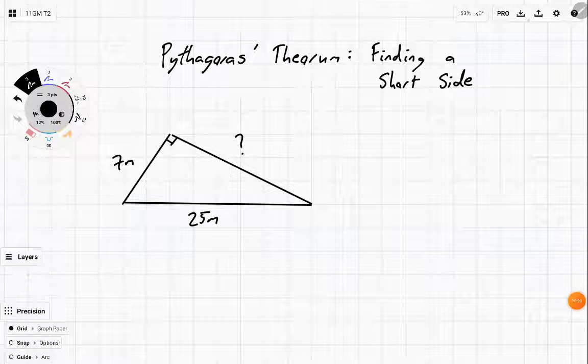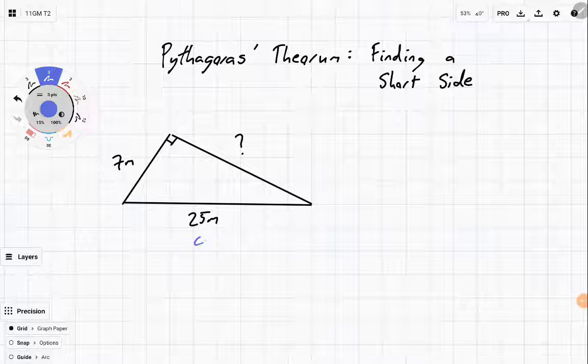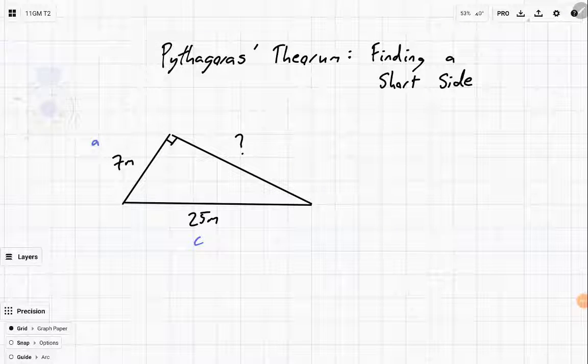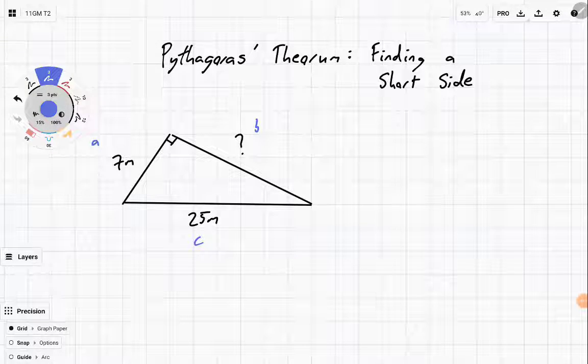So today we're going to be looking at Pythagoras' theorem, and this time we're going to be finding a short side. So once again, it's going to be very similar to the previous one, except we're going to have to use a little bit of algebra. Why? Because we know C, and in this case we know A, and the thing we don't know is B.